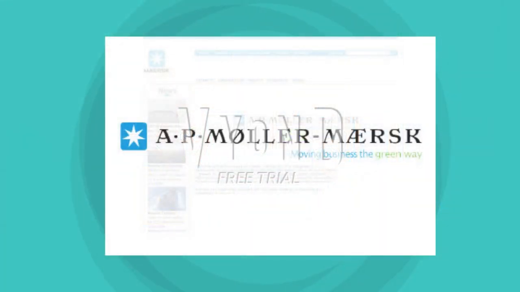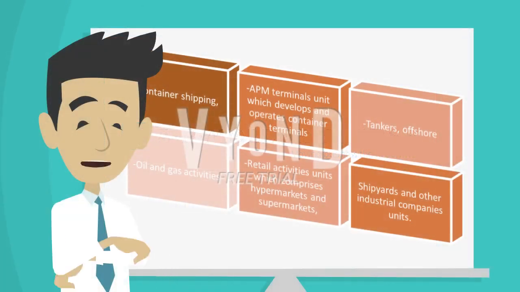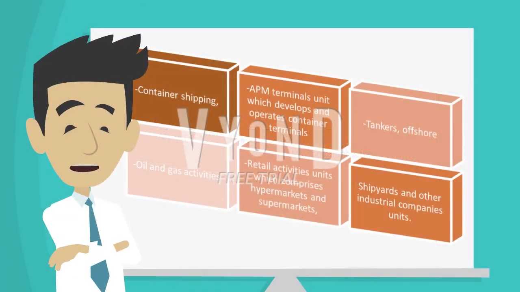A.P. Moller Group is a giant in shipping industry. Headquartered in Denmark, A.P. Moller was founded back to 1904 and became the world's leading product tanker shipping company since January 2009. The group comprises 6 primary business units. Container shipping, APM Terminals Unit which develops and operates container terminals, tankers, offshore oil and gas activities, retail activities units which comprises hypermarkets and supermarkets, and shipyards and other industrial unit.